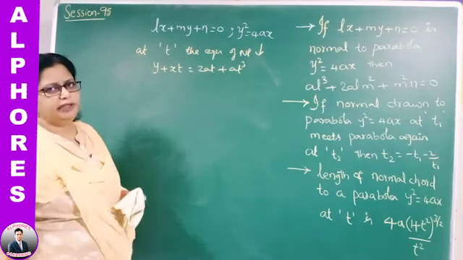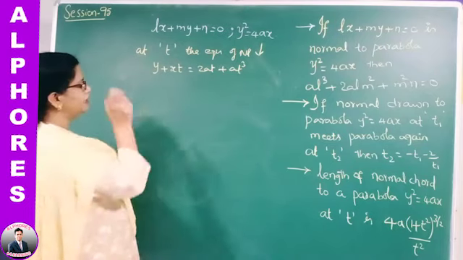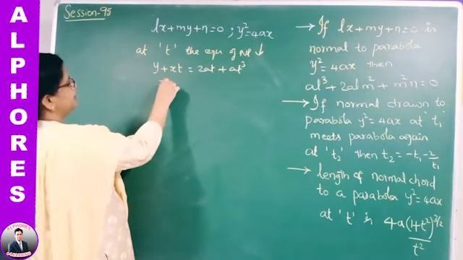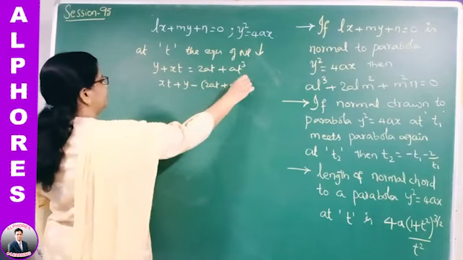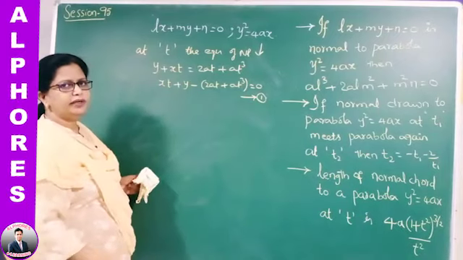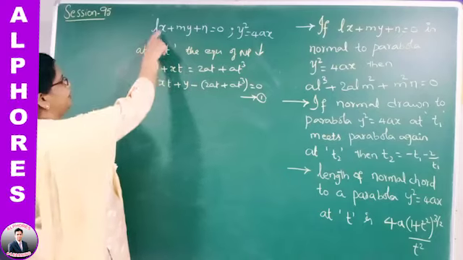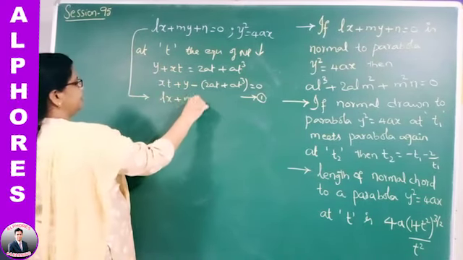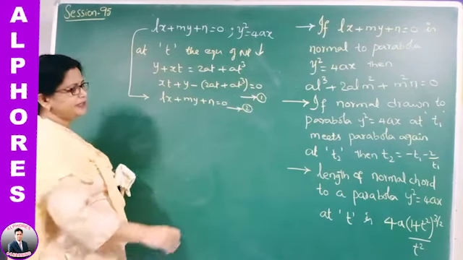If you are comfortable in writing the m value, you can use that, or we can use the t value also, right? Now if this is the normal equation, that implies xt plus y minus of 2at plus at cube equal to 0. So this is equation 1, the normal we got using the formula at t on the parabola. But the given normal is Lx plus my plus n equal to 0.